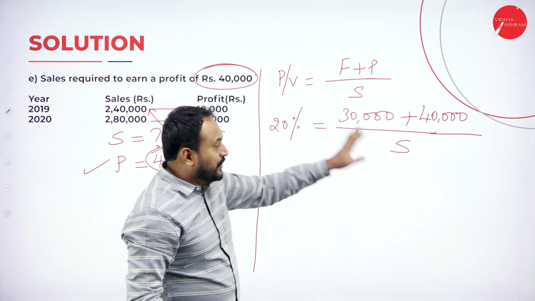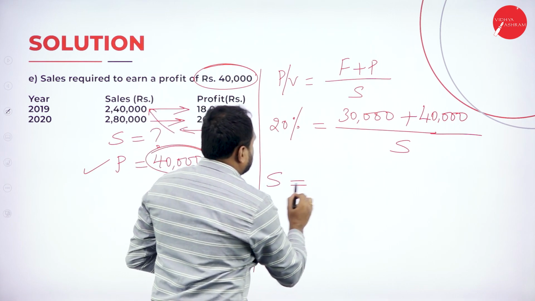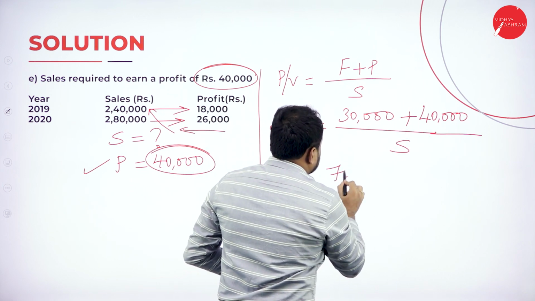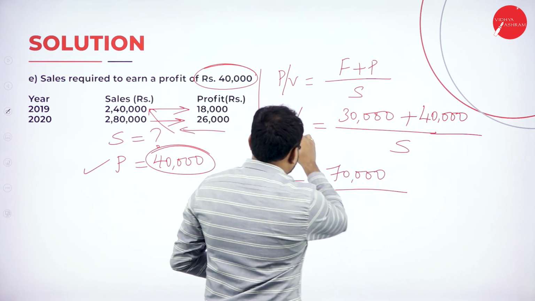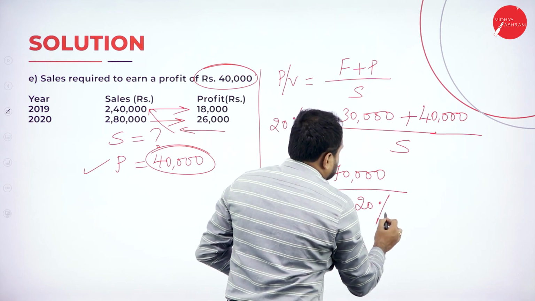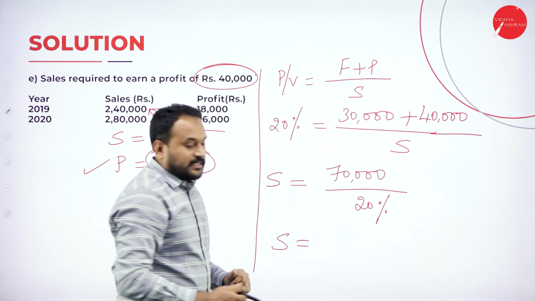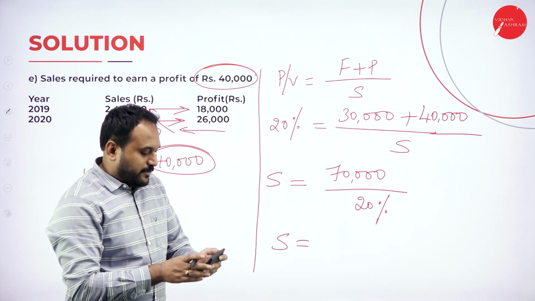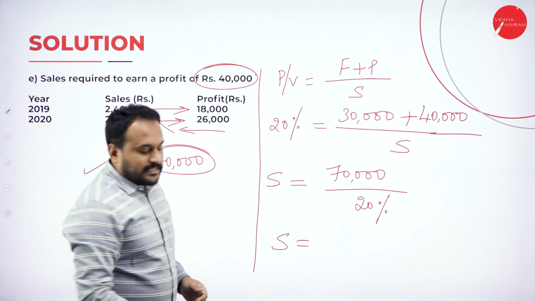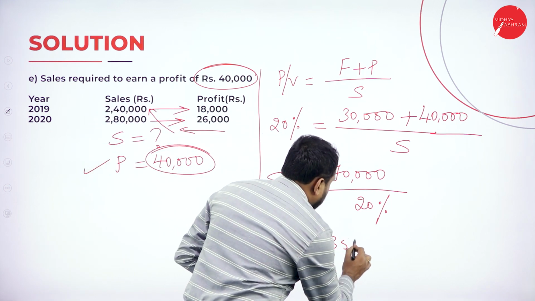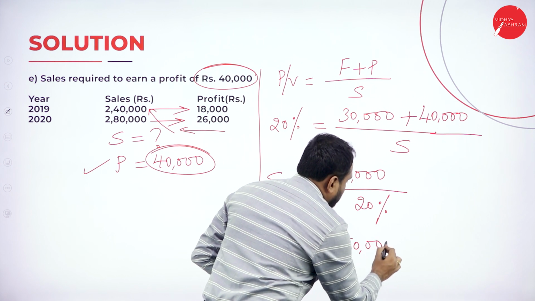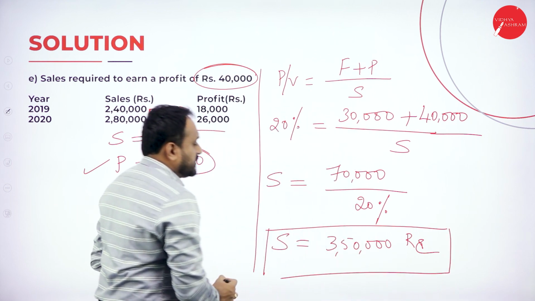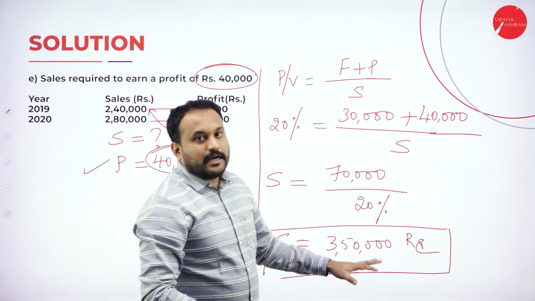Now I'll put the sales here. Sales will go to the left hand side. Sales is equal to 30 plus 40, which is 70,000, divided by 20%. So sales is equal to 70,000 divided by 20%. It is 3,50,000 rupees. This is what my sales is. Hope you people are able to understand.